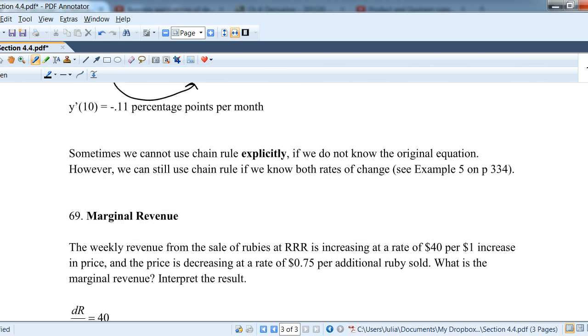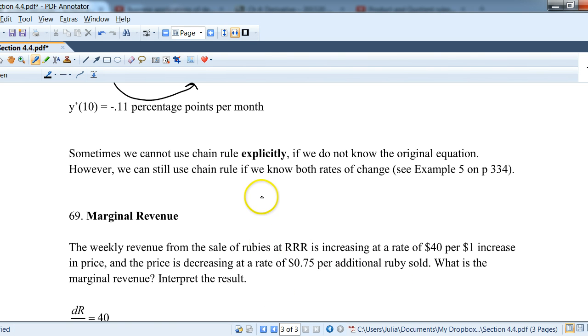Let's say we have this idea, marginal revenue. The weekly revenue from the sale of rubies at RRR, I think it's something like Royal Ruby Retailers, is increasing at a rate of $40 per $1 increase in price. And the price is decreasing at a rate of $0.75, which is actually 75 cents, per additional ruby sold. What is the marginal revenue?